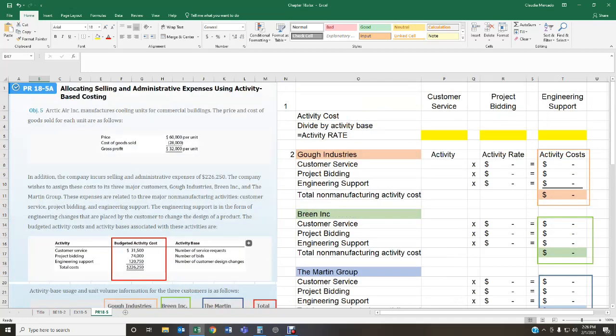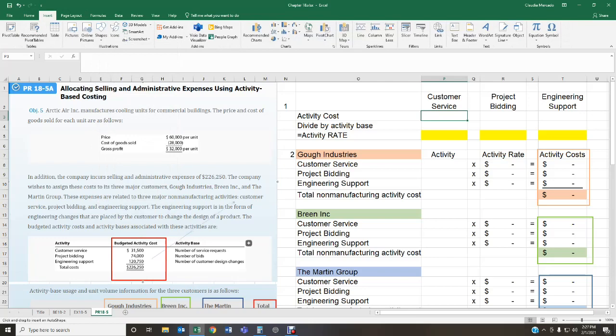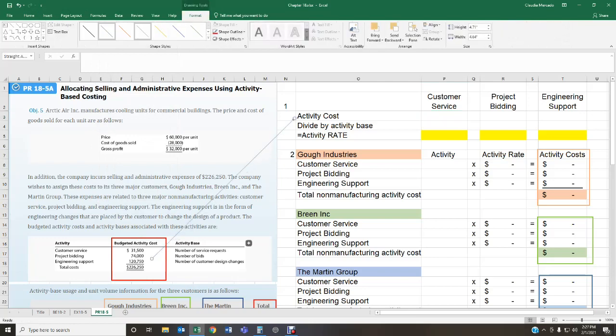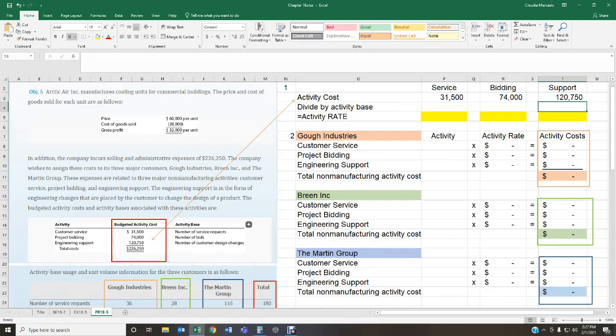Okay. So let's go ahead and start with the activity cost. Let me put a little arrow. This is going to go to my activity cost. So my activity cost for customer service is $31,500. Project bidding is $74,000. And engineering support is $127,550. Now I'm going to divide by my activity base.